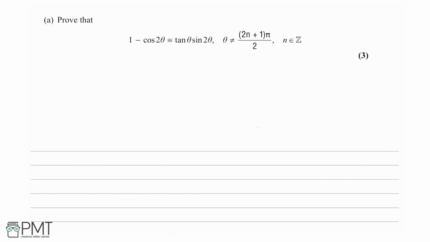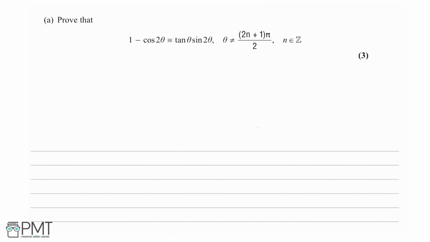So you have two ways to do this. The first way is you can go from 1 minus cosine 2 theta to tan theta sine 2 theta. Or the other way is you can go from tan theta sine 2 theta to 1 minus cosine 2 theta. I'm going to choose the latter, just because I think it's easier. And the marks credit both ways, so don't worry about it.